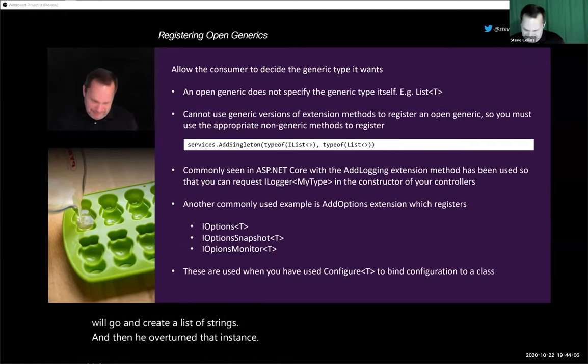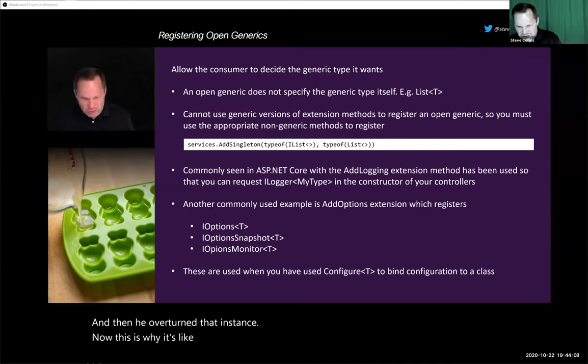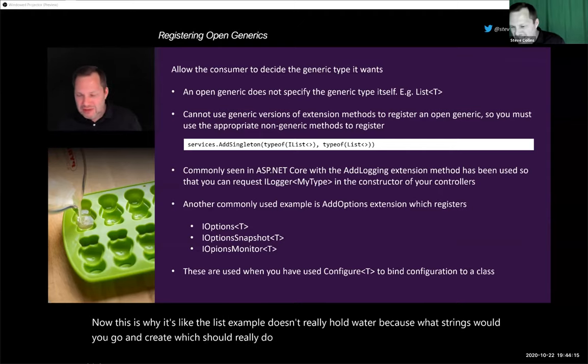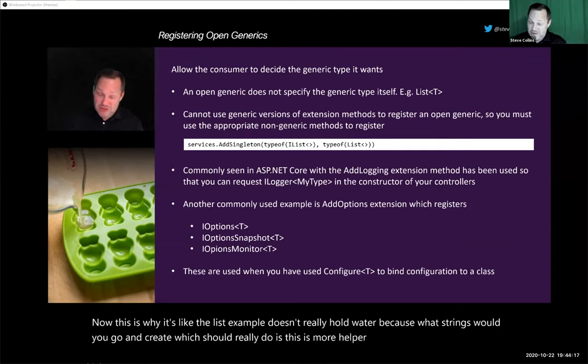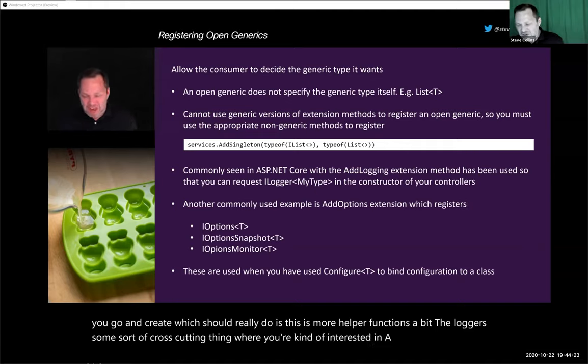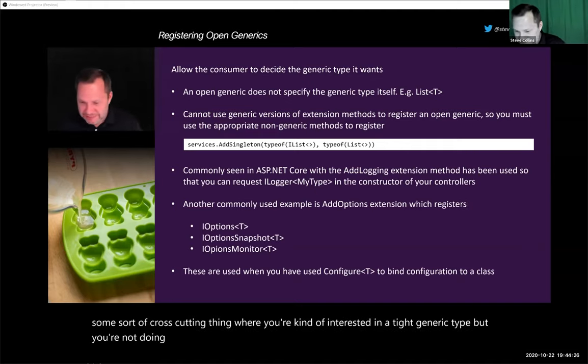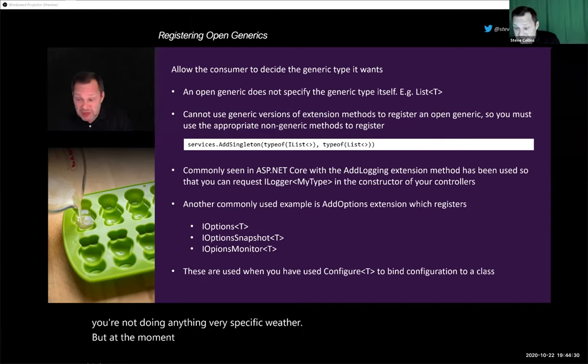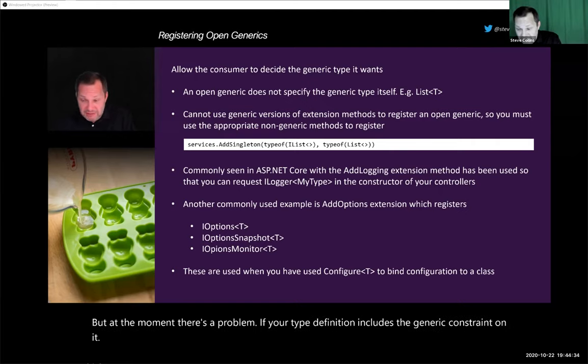Now, this is why I say the list example doesn't really hold water, because what strings would you go and create? What you'd really do is, this is more helper functions, a bit like the loggers, some sort of cross-cutting thing, where you're interested in a generic type, but you're not doing anything very specific with it. But at the moment, there's a problem if your type definition includes a generic constraint on it. What will happen is it will throw an exception.